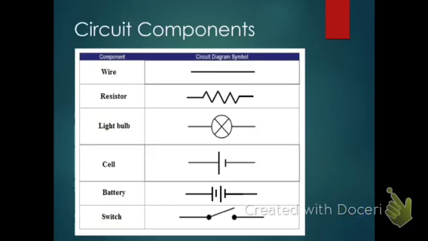We're going to talk about circuit components. What are the things that make up a circuit? And I think you need to fill these in on your video notes. If you see this, it's just a straight line that indicates that it's a wire.